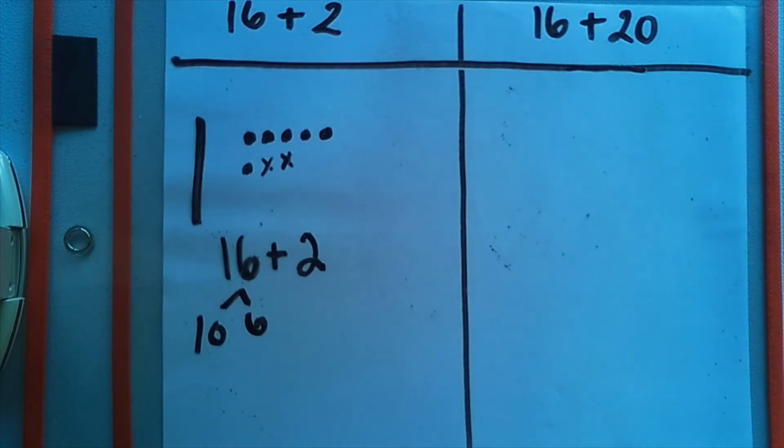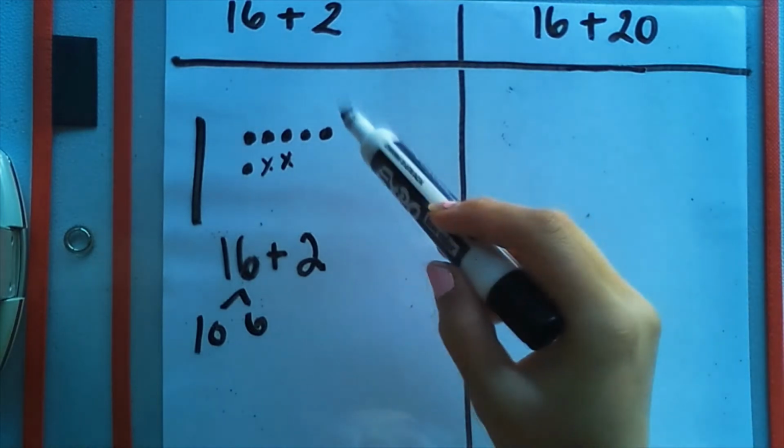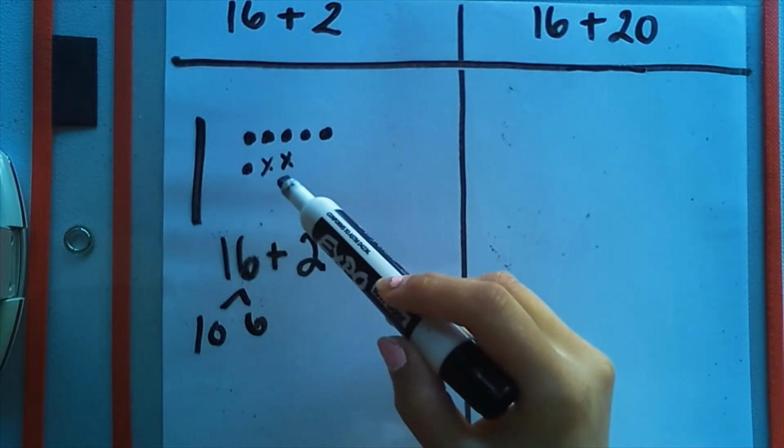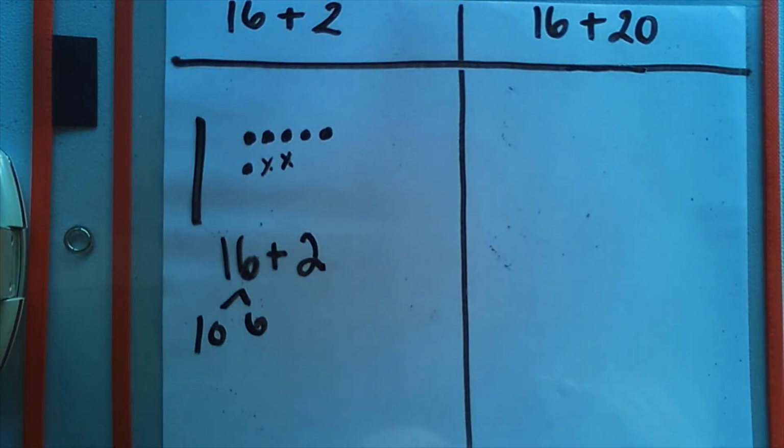My friends, pause here, turn and talk to a friend or a family member about why 16 is broken up into 10 and 6. Alrighty, welcome back, my friends. So, we added 6 ones and 2 ones. So, it's smart to break apart 16 into 10 and 6. That makes it easy for me to see the ones. In 16, there are 6 ones.